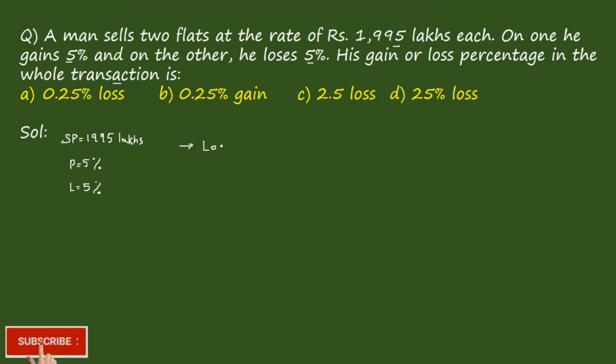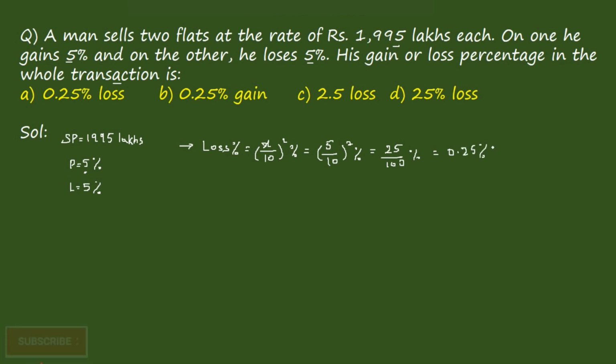Then loss percentage is equal to (X by 10) whole square percentage, where X is the percentage of gain or loss. Here X is 5. So it becomes (5 by 10) whole square percentage, which is equal to 25 by 100 percentage, which is equal to 0.25% of loss. So the answer is option A.